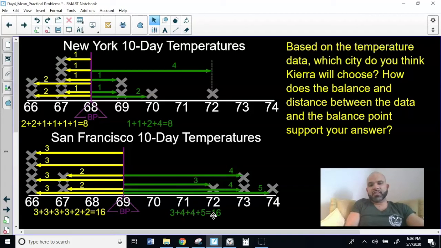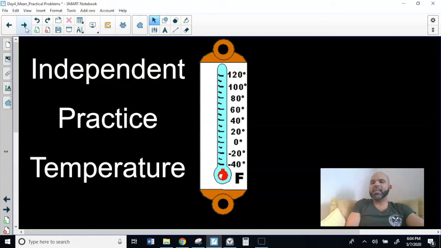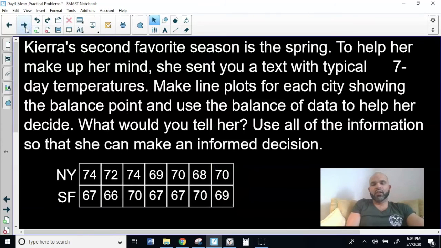So this is all that information you should have entered in the guided practice section of your Nearpod, right? And then typing in your answer. There's a new part of the Nearpod where you're typing in your answer, your advice, basing on where do you think, what city do you think Kiera is going to choose? Well, for our independent practice, we're going to take it a step further because Kiara is still undecided, okay? So let's talk about what you're going to work on, okay?